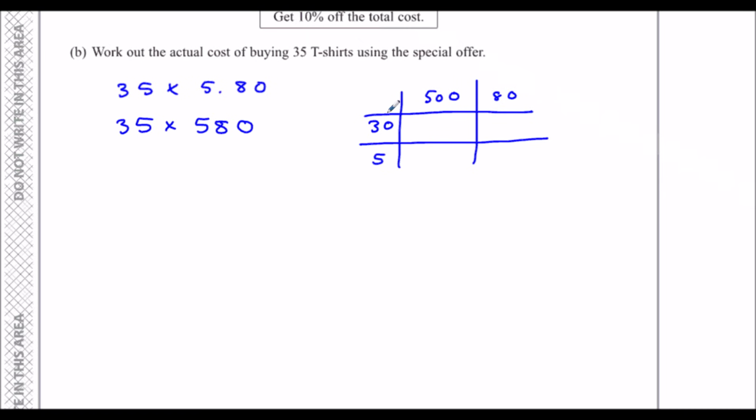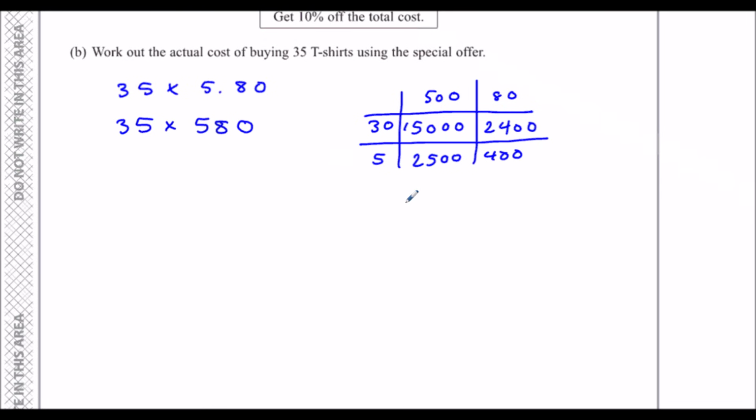So 3 5s are 15. And I've got 1, 2, 3 zeros. 3 8s are 24. And I've got 2 zeros there. 5 5s are 25. And 2 zeros to add on. And 5 8s are 40. And I've got 1 zero.